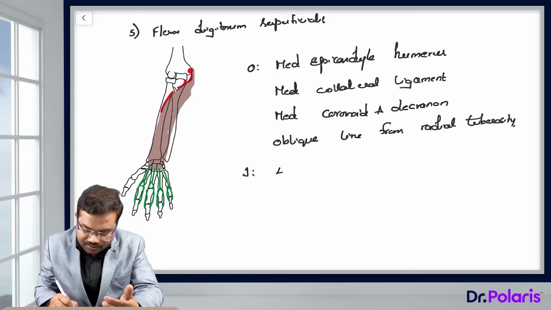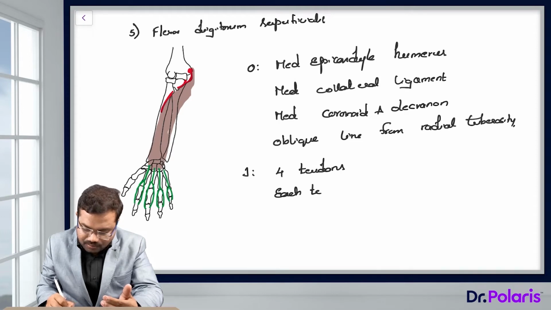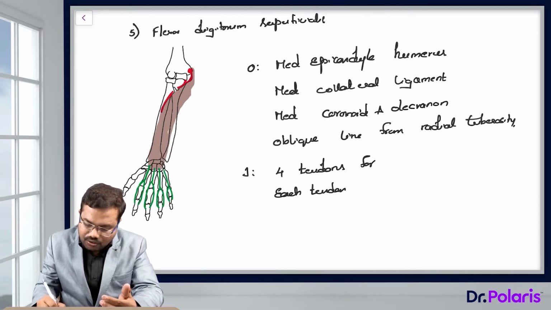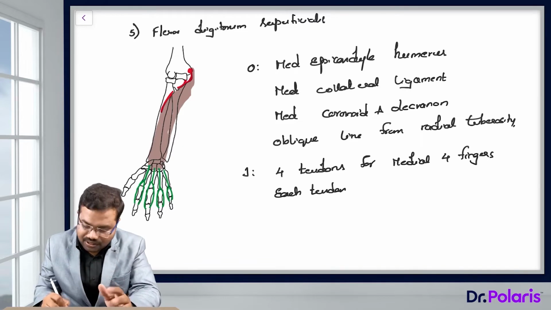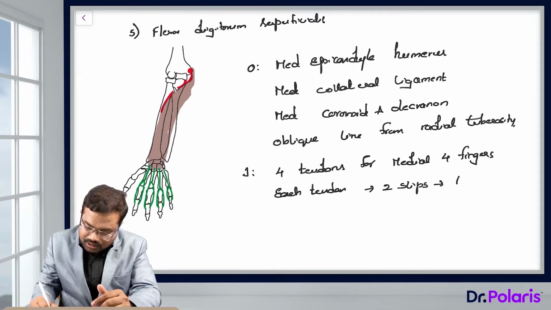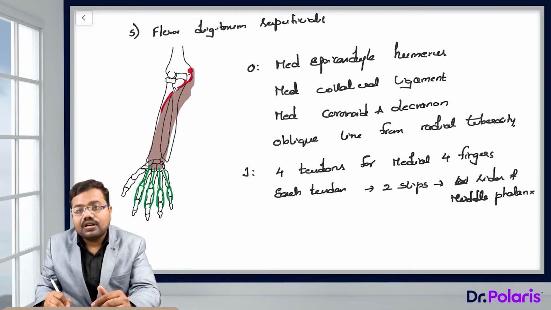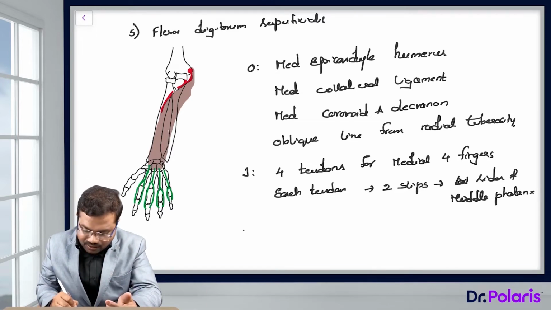And where is the insertion? They divide into four tendons, and each tendon goes to one of the medial four fingers. For each finger, the tendon divides into two sleeves, and the two sleeves attach to the sides of the middle phalanx. Sides of the middle phalanges it will be attached. And what is the nerve supply for flexor digitorum superficialis? Again by the median nerve.